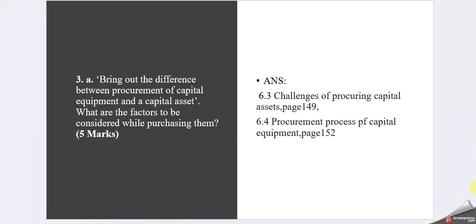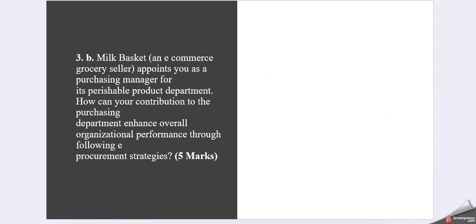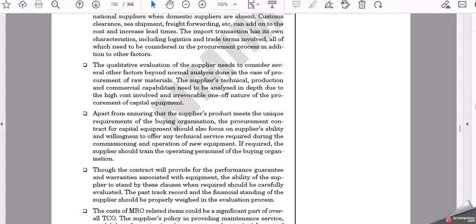Let's go ahead with 3B. The 3B question says: Milk Basket, an e-commerce grocery seller, appoints you as a purchasing manager for its perishable product department. How can your contribution to the purchasing department enhance overall organizational performance through following e-procurement strategies? It goes with chapter 7, subheading 7.3, business strategies for e-commerce. Let's go ahead with page number 178.